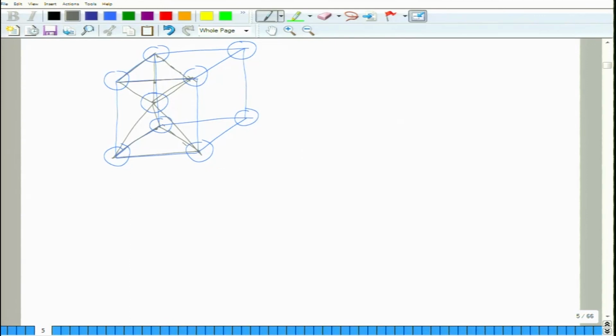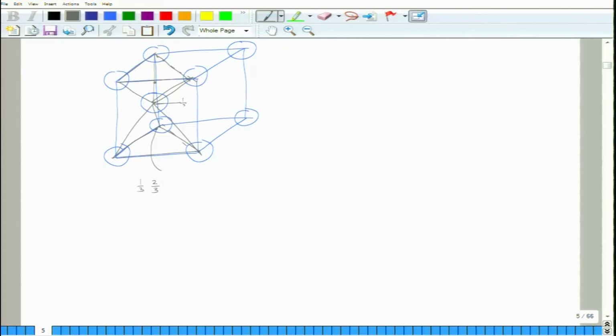So what is the location of tetrahedral void in this case? This tetrahedral void is at 1 by 3, 2 by 3, this is at half, this is half. What is this location? 1 by 4. This is at 1 by 3, 2 by 3 and 3 by 4. Now, but there are only 2 tetrahedral voids here. Where are the other 2 tetrahedral voids?